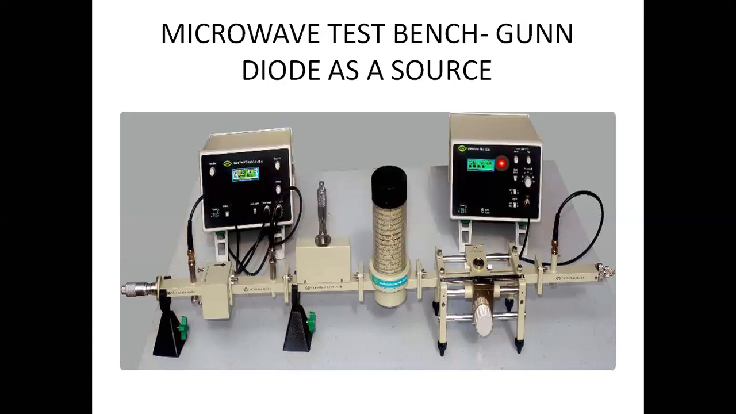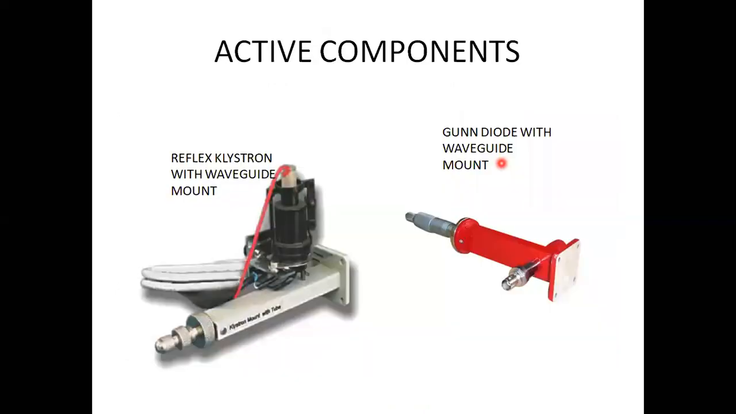Next, these are the active components. This is a reflex Klystron tube with waveguide mount. This is a waveguide reflex Klystron tube, and this is a waveguide mount. The microwave energy will be coupled with this waveguide mount. And here you see that the reflector will be there, so the energy will flow in the forward direction, not in the reverse direction. The amount of reflection can be controlled by this tuner.